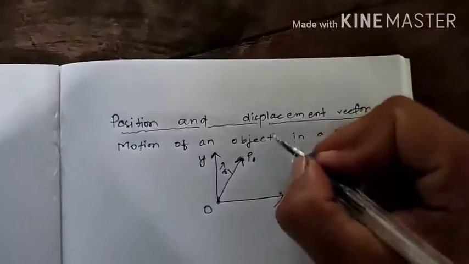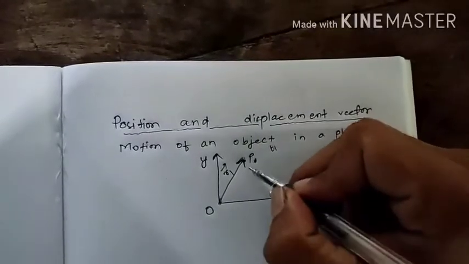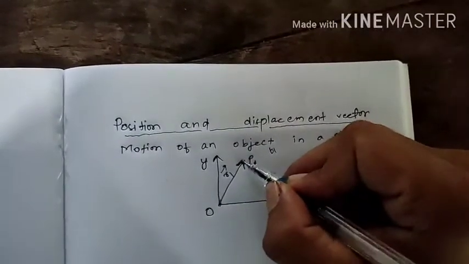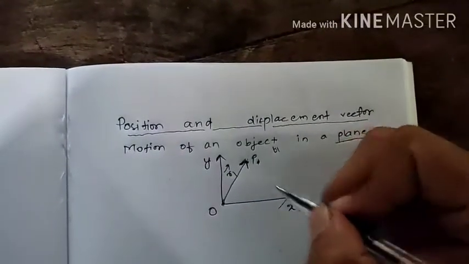At any time t1, an object is placed at point P, which is at a distance r1 from the origin, and the direction of r1 is along OP. Therefore, this r1 is the position vector of point P.